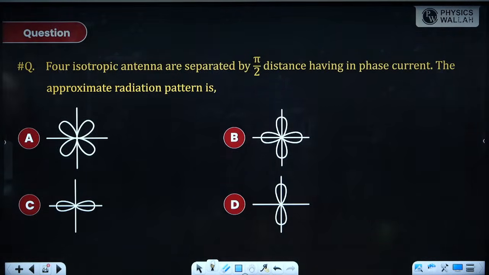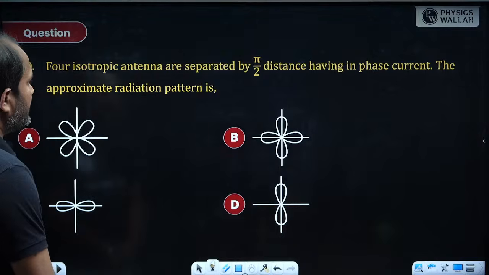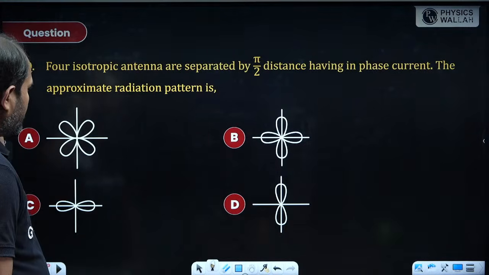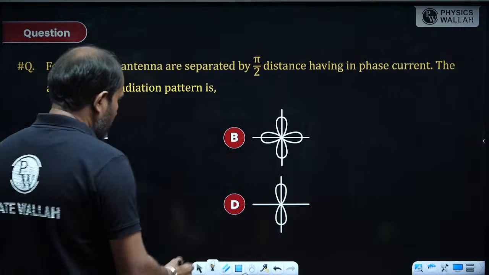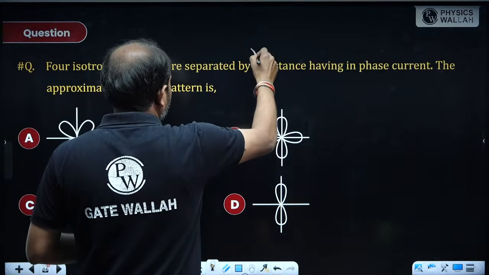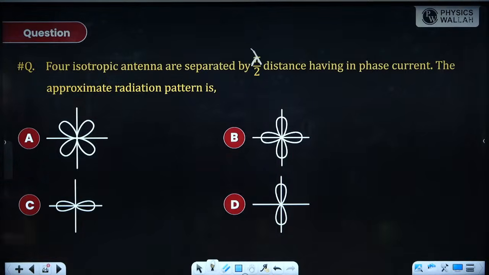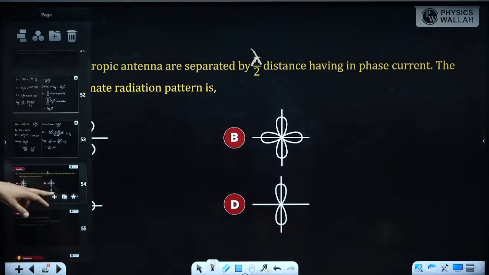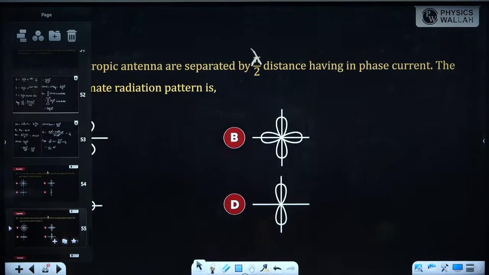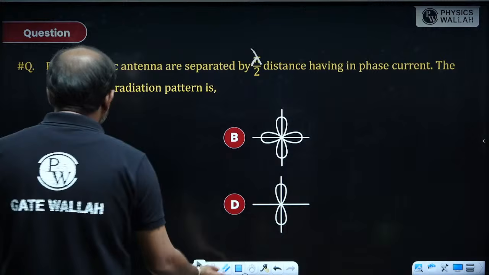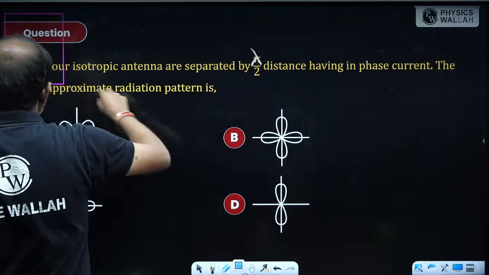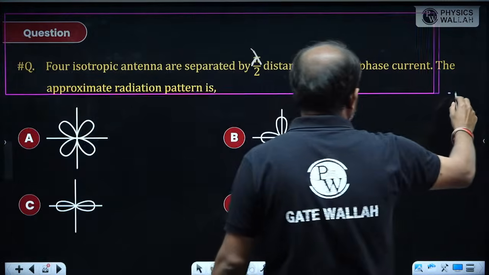Next we have 4 isotropic antennas, n is equal to 4, at lambda by 2 distance having in-phase current. The approximate radiation pattern is asked. It is a very simple question.